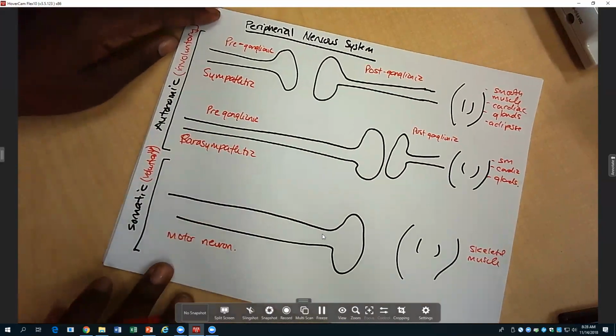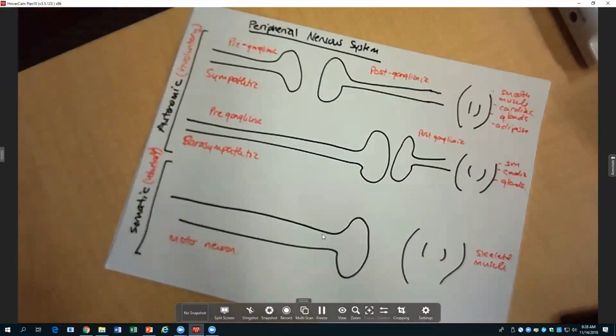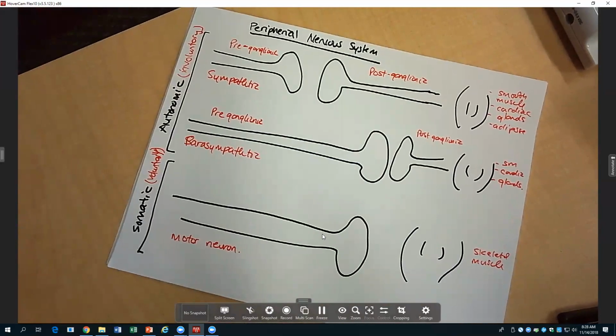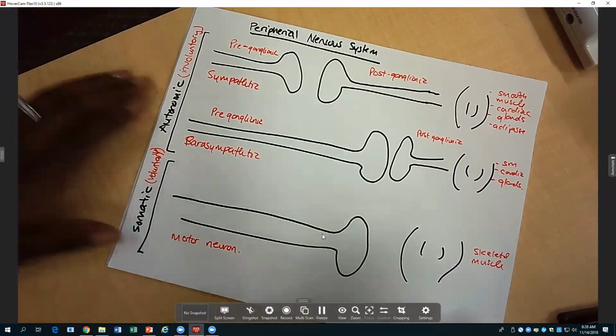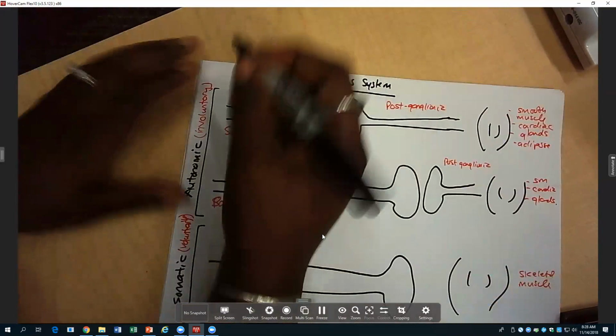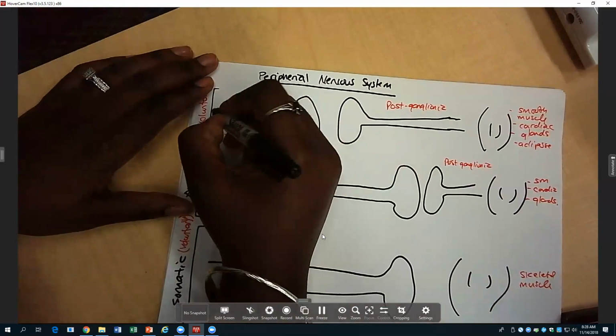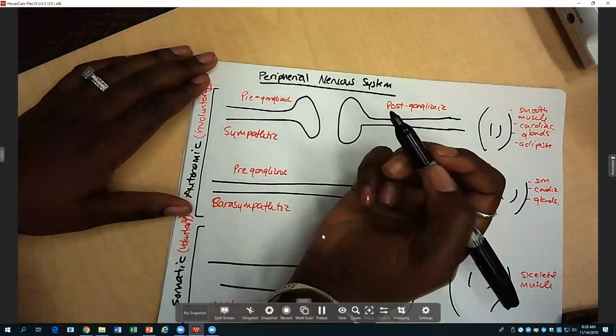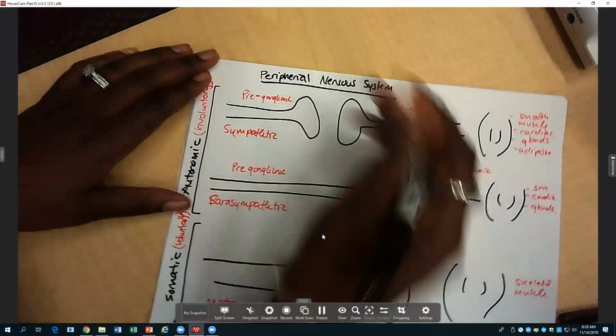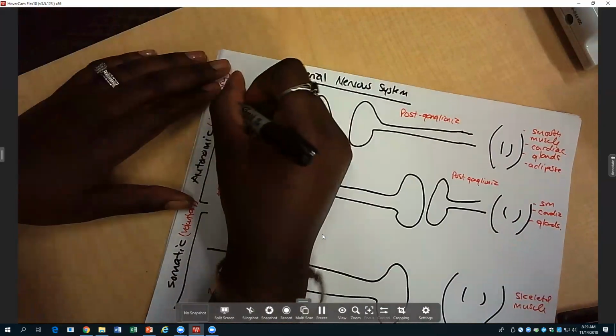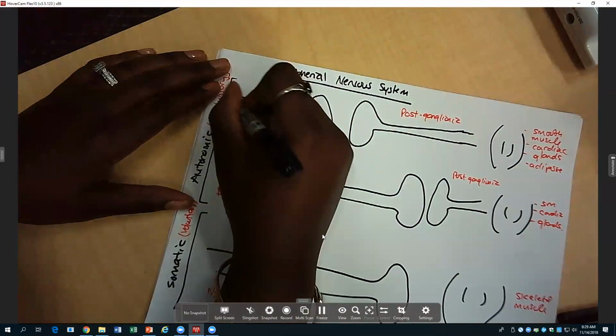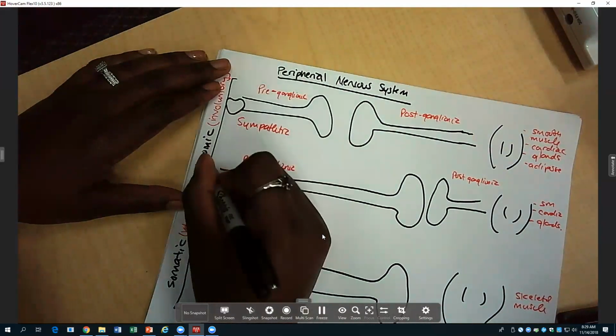Okay. Now, let's talk about the spinal cord segments here. So we're in the, let's try to draw this out. I'm going to draw this really small here.